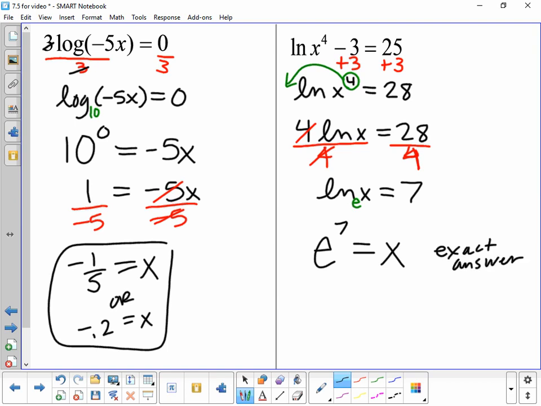But if we wanted a decimal approximation for that, we would go ahead and use our calculator. Remember, there's an E button. You would use the second button and the ln on most calculators, or sometimes there's another E somewhere over by the pi button. So E to the 7th power is equal to 1096.633. So this would be a decimal approximation of E to the 7th.